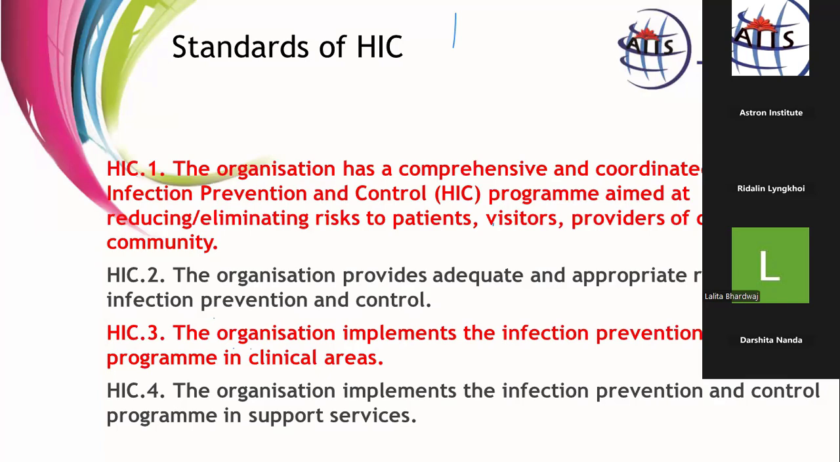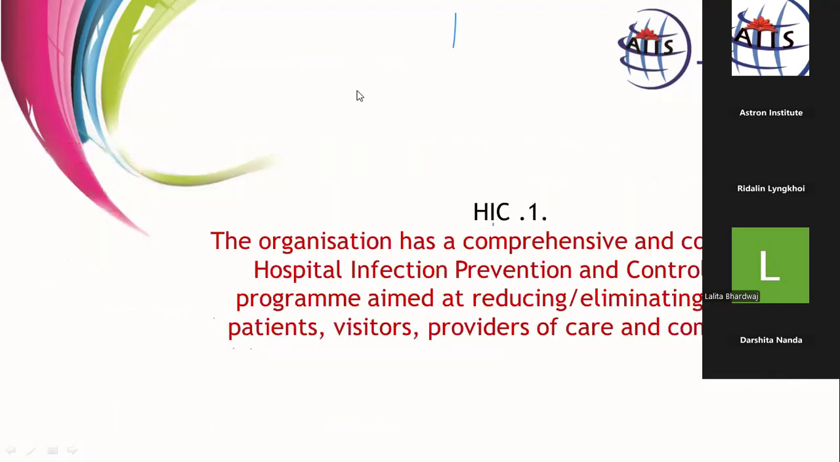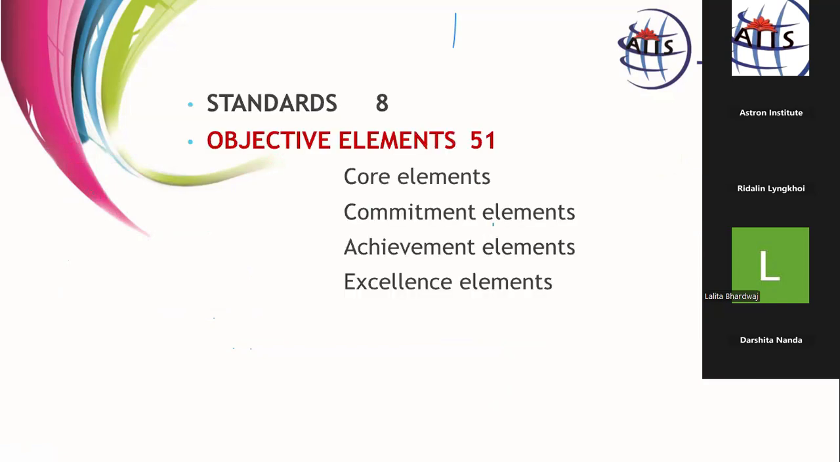So for this element, you need to prepare a manual. This is the first element. You need to prepare the manual, and you need to prepare your complete documentation regarding the manual and policies in HIC1. There are so many elements. Few are core elements, few are complementary elements, achievement elements, and excellences. So these are the 4 categories.